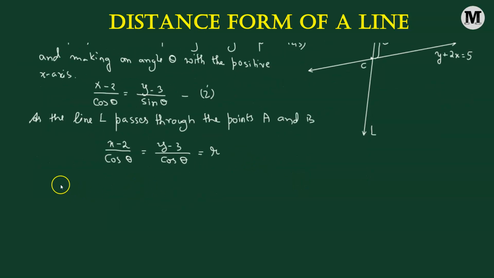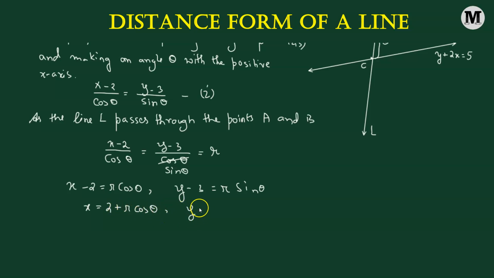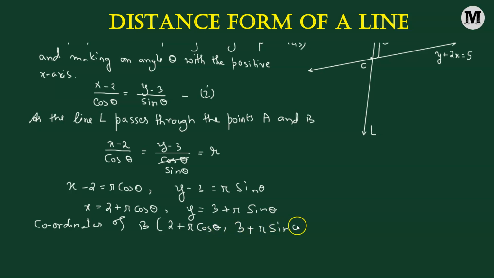So what we can do here is find x and y. So x − 2 is equal to r cosine theta, and y − 3 is equal to r sine theta. I made a mistake here. This is not cosine theta, this is sine of the angle theta. So x comes out to be 2 + r cosine of the angle theta, and y comes out to be 3 + r sine theta. So actually what we have done here is found the coordinates of the point B in parametric form: the x-coordinate is 2 + r cosine of theta, and the y-coordinate is 3 + r sine of angle theta.